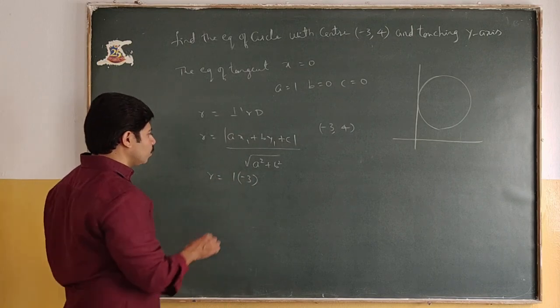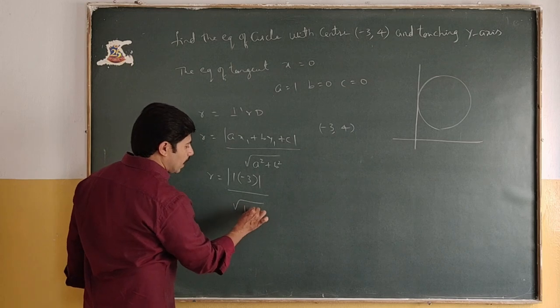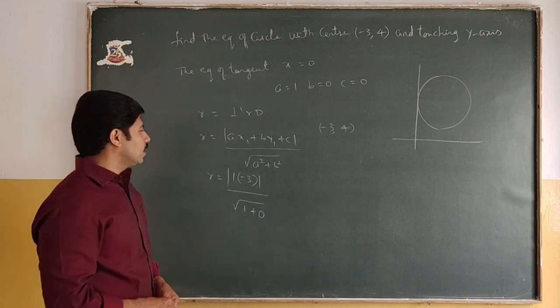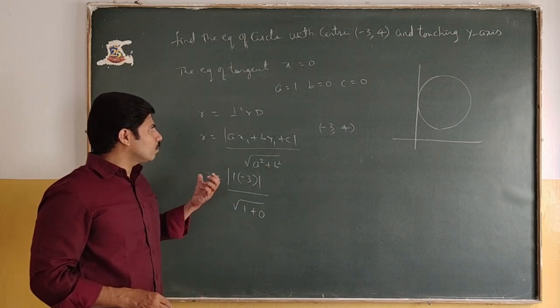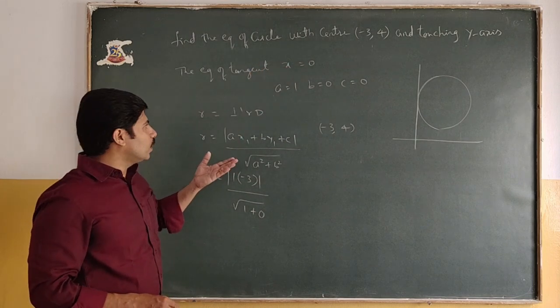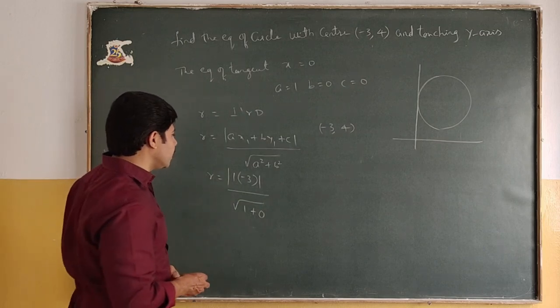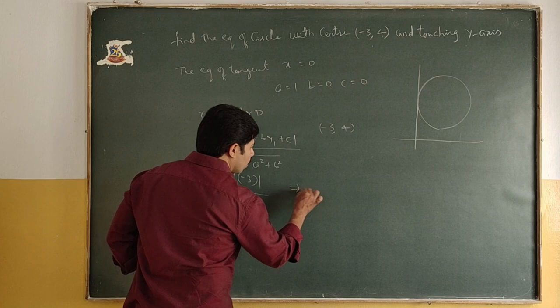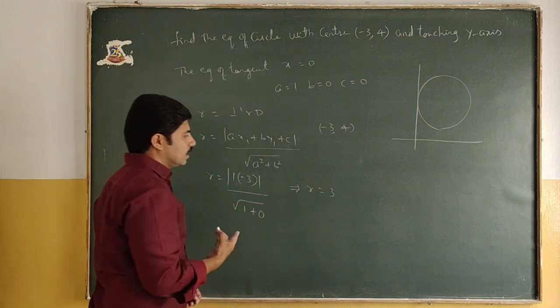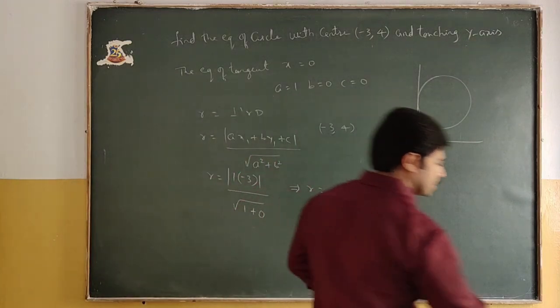So we are left with |1 into minus 3| by under root of a square plus b square. The a value is 1 and x1 is minus 3. And we don't have b and c as they are 0, so we are not substituting. So what radius are we getting? If you remove the mod, the r value is 3 units. After getting r, we find out the equation of circle.